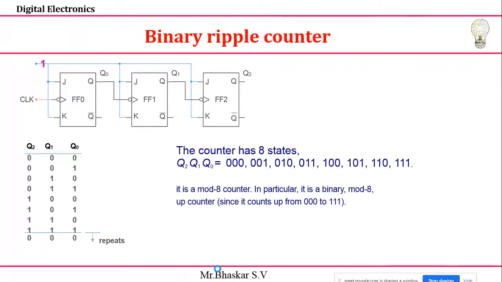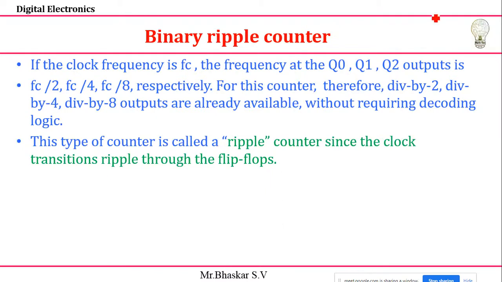That's what I'm trying to tell here. You can see that when I take Q0, Q1, Q2, I take FC as the initial frequency. Gradually it decreases to FC by 2, FC by 4, FC by 8. The divide by 2 and divide by 8 are what we call ripple. The values are rippling here with respect to the clock.